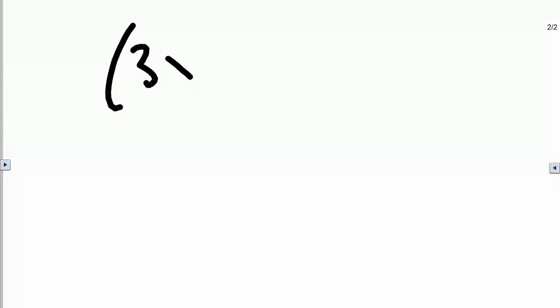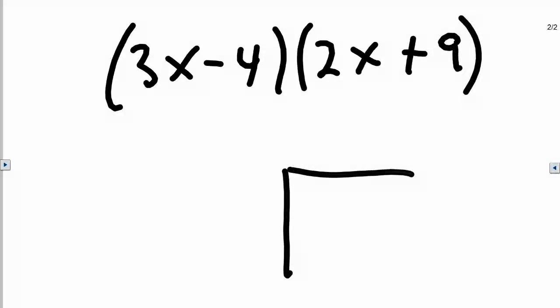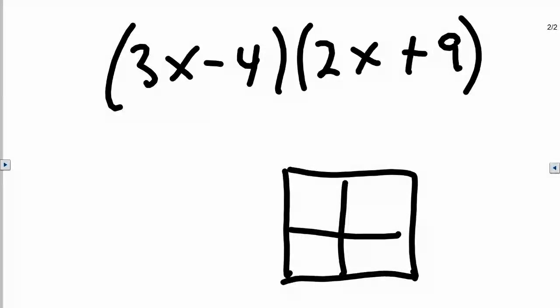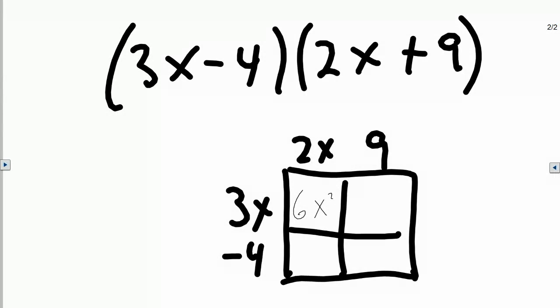Let's try 3x minus 4 times 2x plus 8, or 2x plus 9, let's see. And I showed another method called the box method, where you have two things multiplied by two things, so you have a 2 by 2 box. On the outside of the box, you put one of the terms over here and one of the terms over here, and it doesn't matter which one you put where. So we could have put the 3x minus 4 along the top.